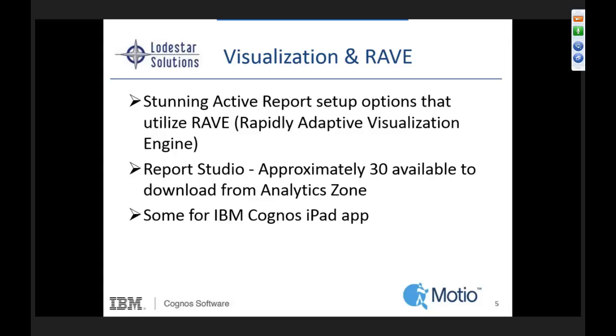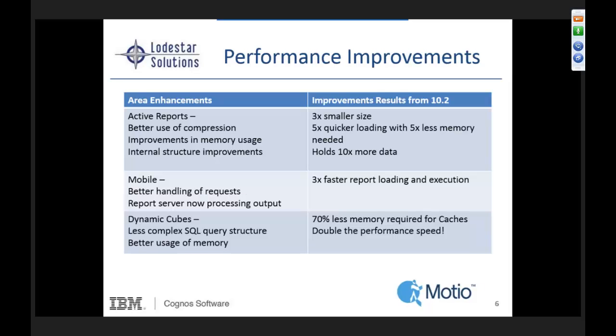Performance improvements. These are huge. So we're going to start with active reports. For those of you who aren't familiar with active reports, especially the folks on Series 8, active reports are self-contained, highly interactive reports that can be viewed offline and are great for devices like the iPad, or you can actually take the file on your laptop and review it without being connected to the BI server at all. You build these reports through Report Studio. You save them as a .mht file, which houses all the info, and that's what makes them interactive.